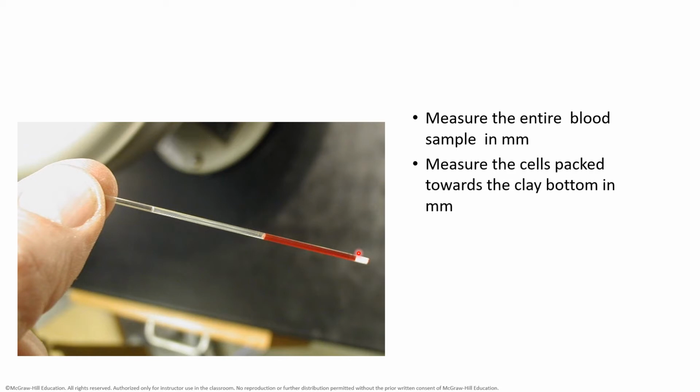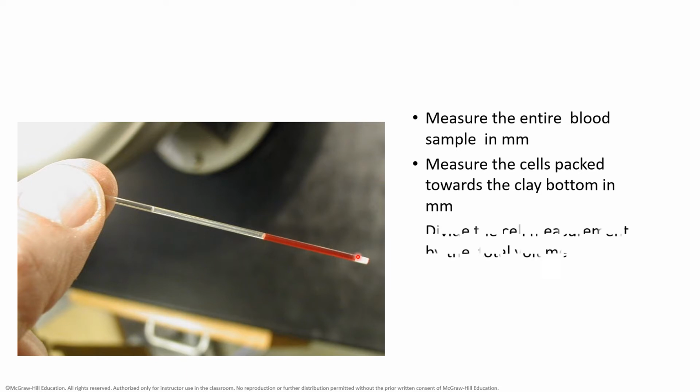So this is an actual test tube that we completed in class. You're going to measure the entire blood sample, so from here to here. Here's the plasma, there's the buffy coat, and here's your erythrocytes. You're going to measure that entire sample. Here's a wax plug, so you're not going to measure that down here. And then you're going to measure the cells packed towards the clay bottom. So here's the clay bottom. You're going to measure from here, the red, to here.